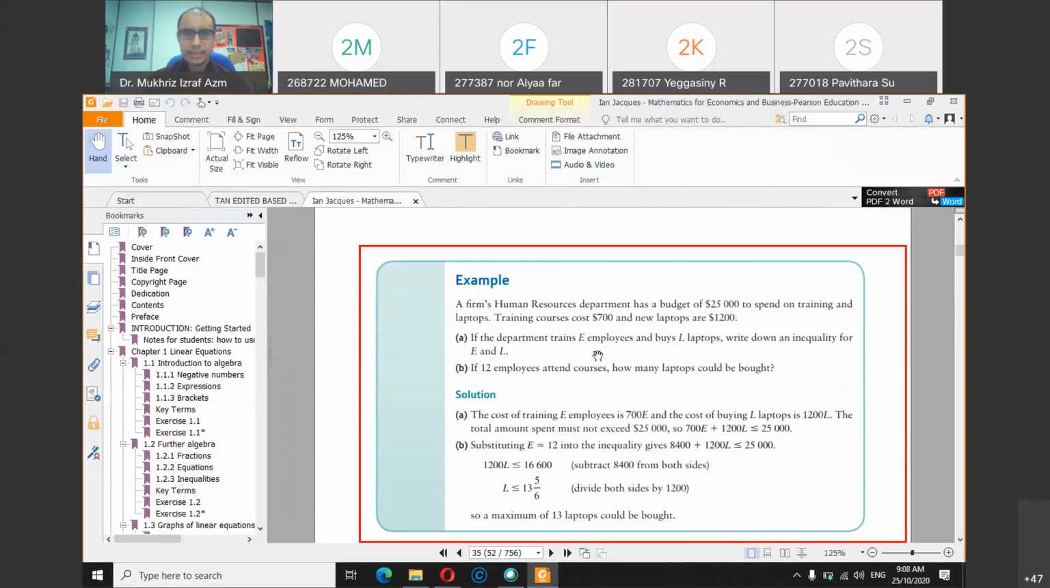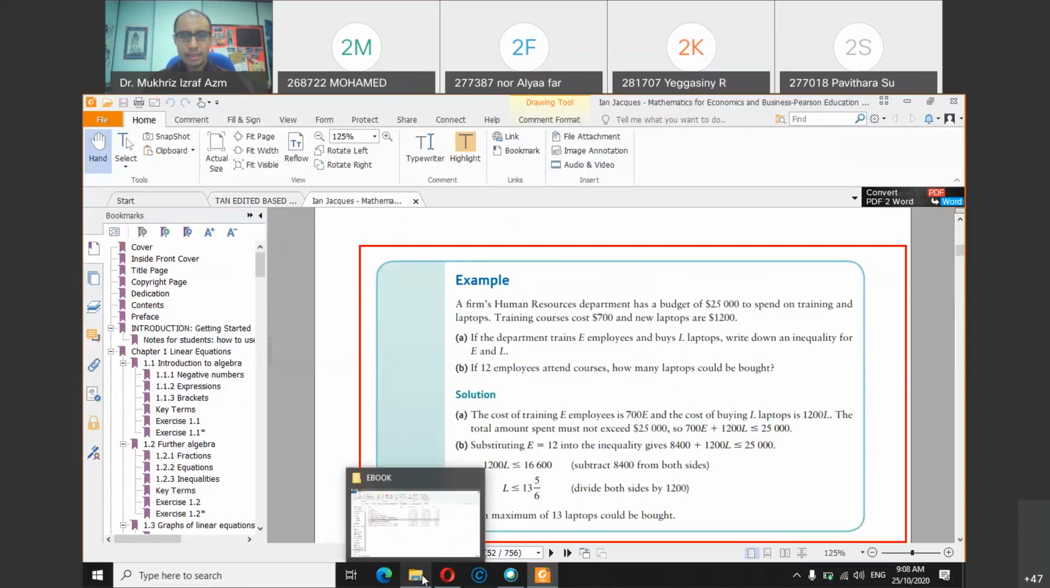Okay, so here is a bit more difficult for you to construct because you're not given the function directly, but you need to create the function based on the information given here. If you look at this example on page 52 from Ian Jacques' textbook, you are given a scenario where the department has a budget of 25,000 to spend. So basically, this is the concept of budget constraint.